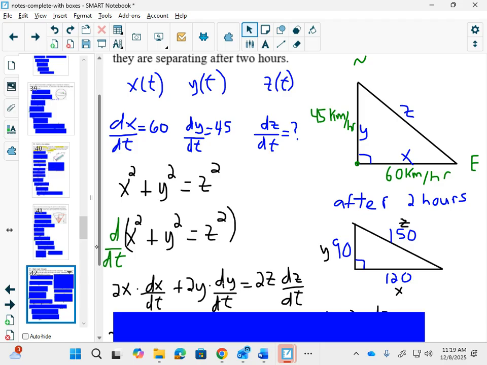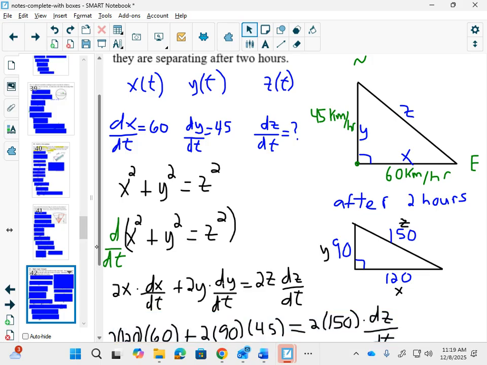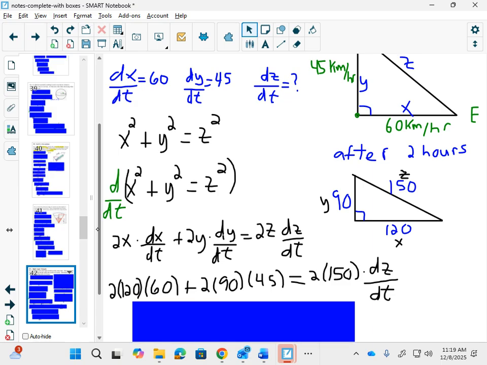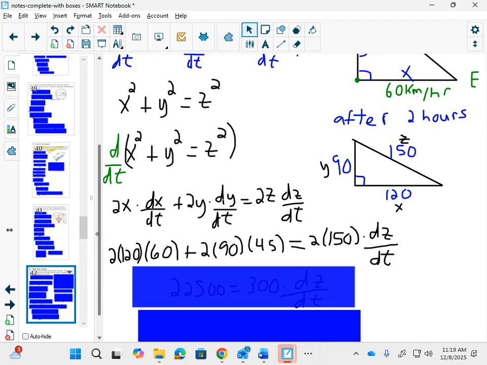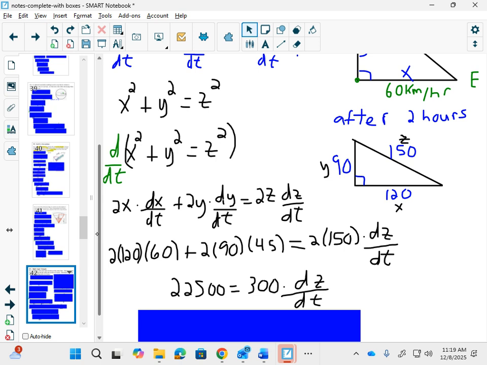So here's a question where we had to plug in the idea of time to make a specific triangle. We have a triangle that's changing, and we have a specific triangle at that moment. The time is 2 hours. This would allow me to plug in 120 for x, 90 for y, 150 for z. Plug those numbers in.